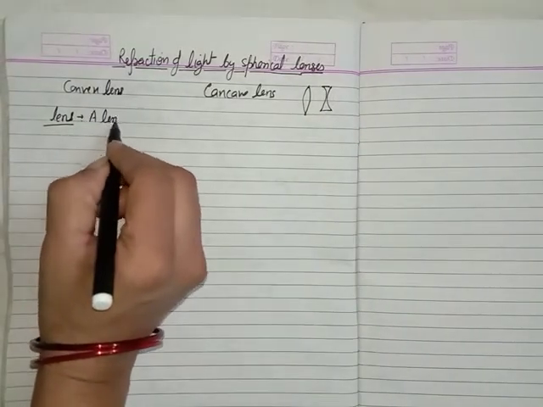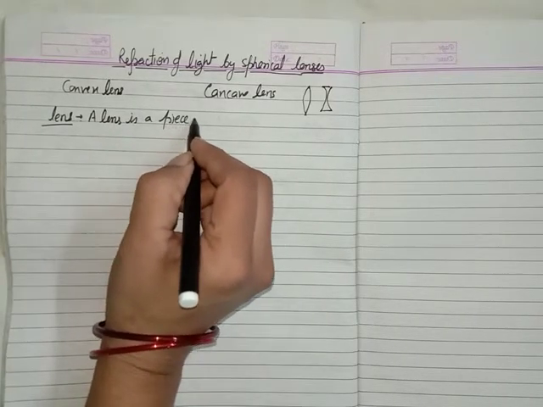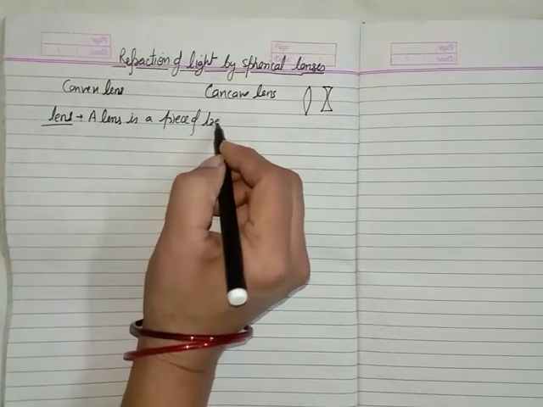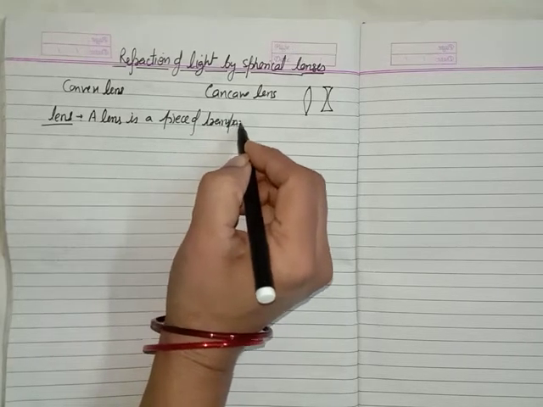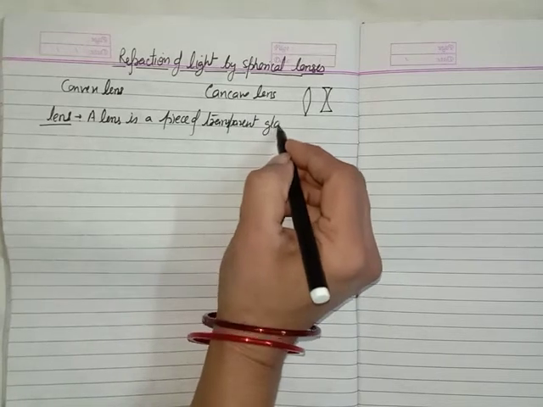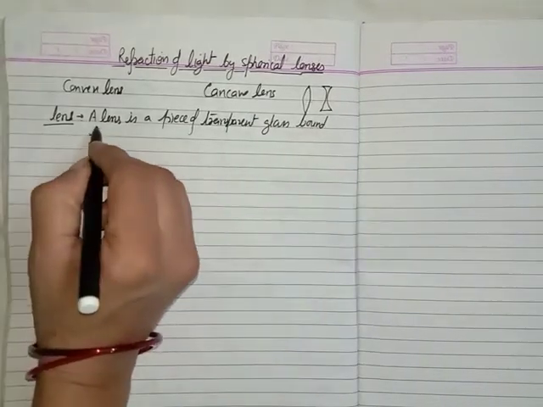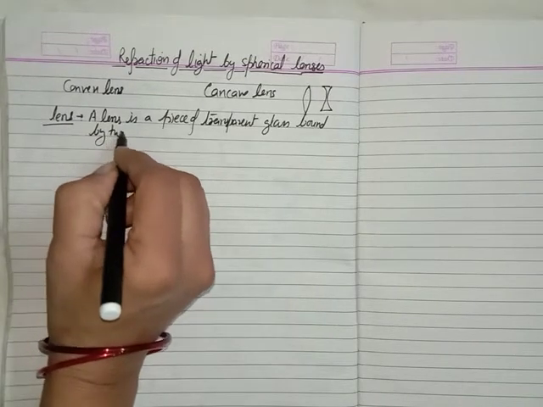A lens is a piece of transparent glass bounded by two spherical surfaces.